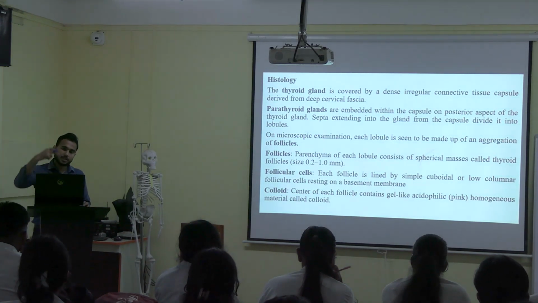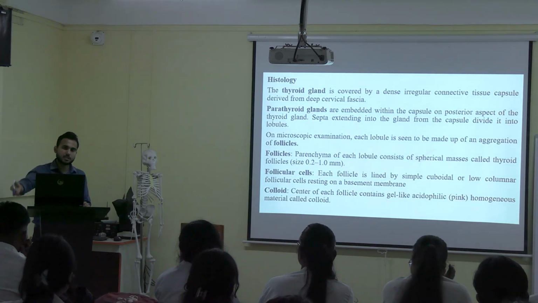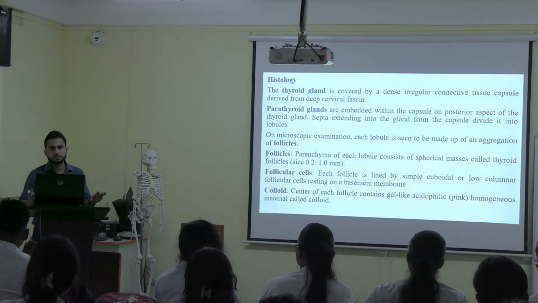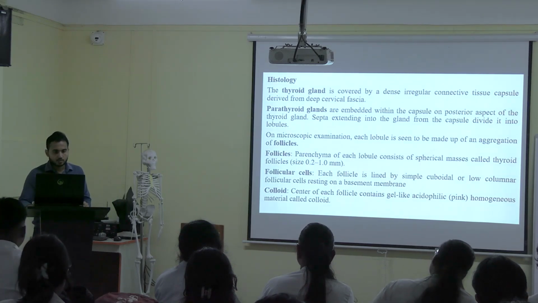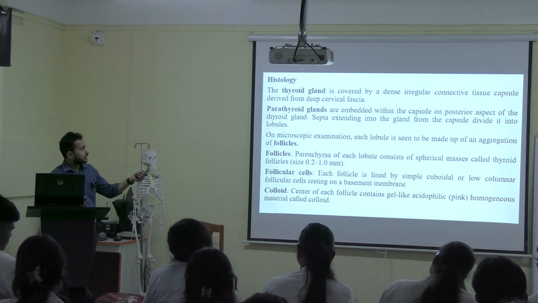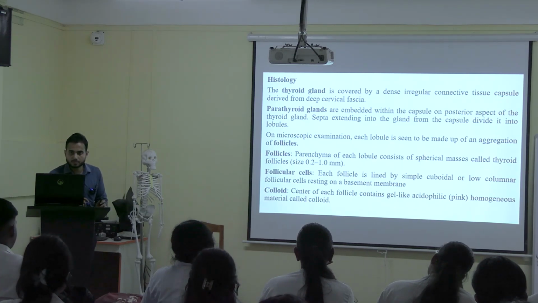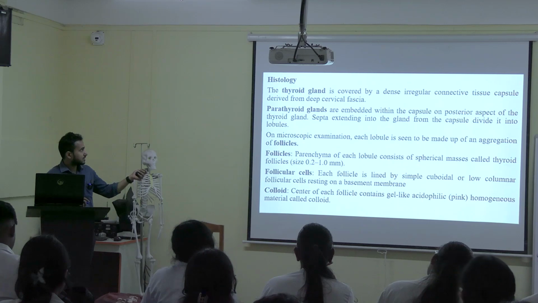The same thing we have studied in the case of the pancreas, the same thing we have studied in the case of the salivary glands also. Okay, so here also the same connective tissue capsule is present. The thyroid gland is first of all covered by a dense irregular connective tissue capsule, derived from the deep cervical fascia or the investing layer of the deep cervical fascia. Next, parathyroid glands are also present.